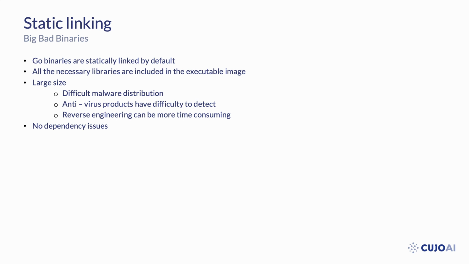The large size of Go binaries presents some interesting challenges, like malware distribution is difficult with binaries that are around 2, 3, or 4 megabytes. Antivirus products might have issues scanning through the whole file properly. And reversing such large files is time consuming. However, Go binaries present no dependency.